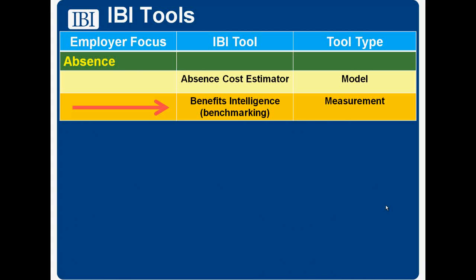So we've built a model, we call it the Absence Cost Estimator. All our members have access to this model as part of membership, which provides those dimensions to the employer. The amount of lost time, expected wage replacement payments, and the associated lost productivity around that lost time. The second part of our absence work is our benchmarking program. We call it Benefits Intelligence. That's what we're going to talk about today.